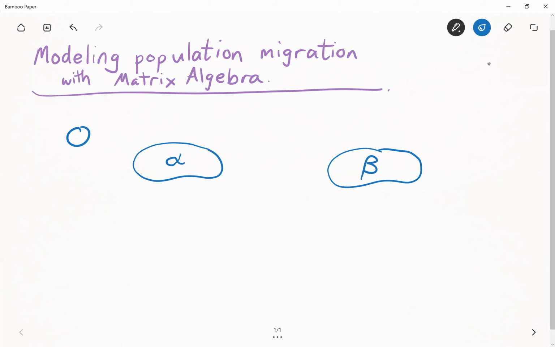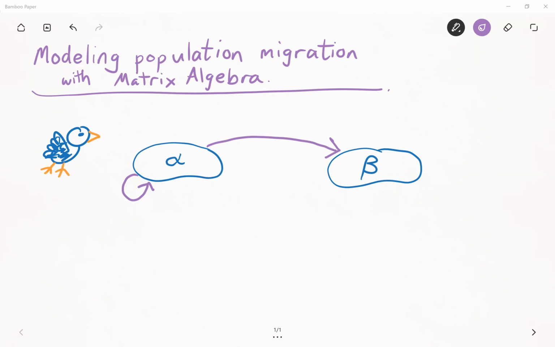It can be really any kind of animal you want. So for instance, maybe you've got some kind of a bird. I don't know why I'm drawing a picture of a bird, but it helps me visualize this. So we've got some birds which are moving back and forth between these two areas. Right? Some birds live in area alpha, and perhaps each year some of them migrate over to area beta, and some of them stay in area alpha, which I'll represent with an arrow pointing from alpha to itself.